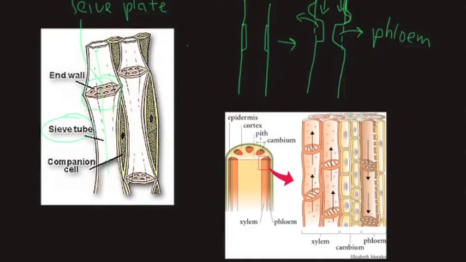So this is the cross section of the dicot stem. You can see that this is the vascular bundle. If we look closely inside the vascular bundle, you can see that there is xylem in the inner part, and then the outer part is the phloem, and in between xylem and phloem you will find the cambium tissue. So if we enlarge it, it will look like this.